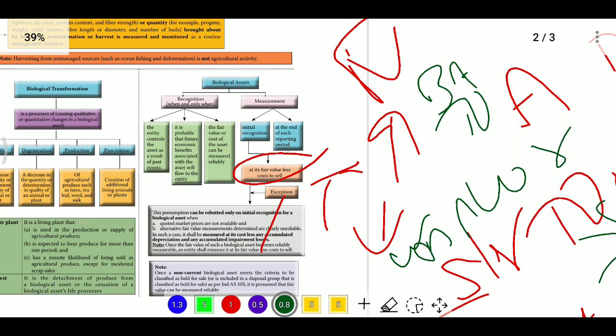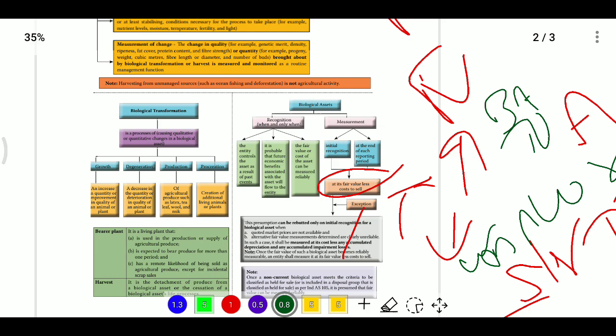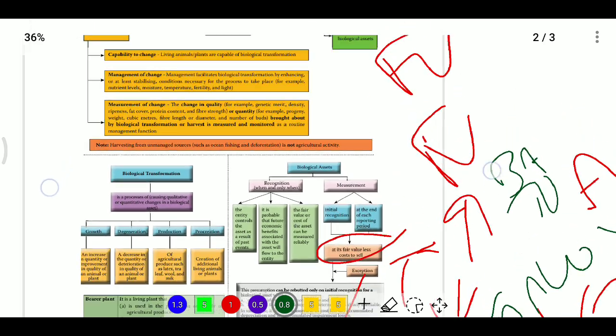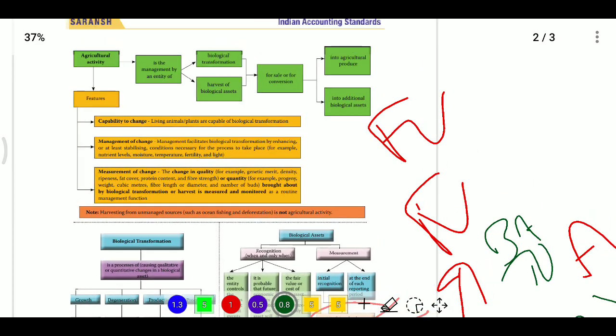Now whatever the change in fair value less cost to sell of a biological asset, due to price change and physical change in the biological asset, we need to know which change it is, a price change or a physical change. Next, the change may be in quality, measurement or capability.